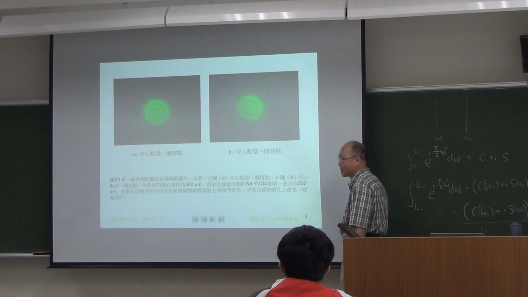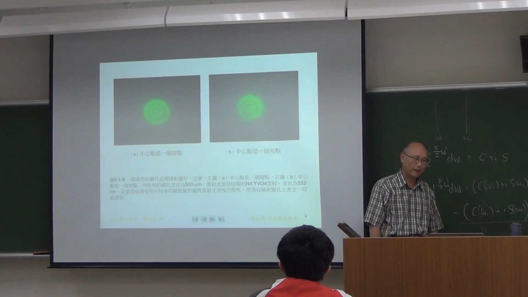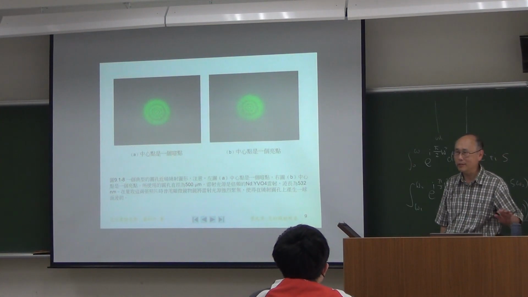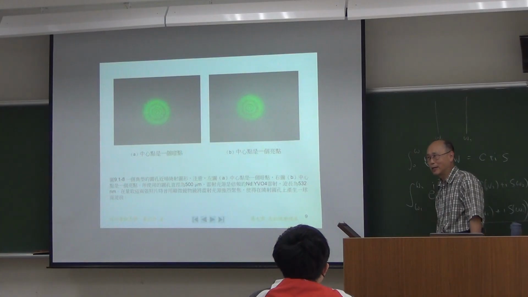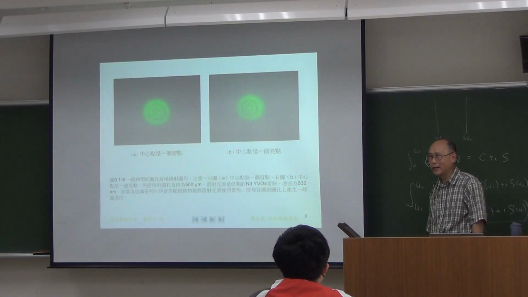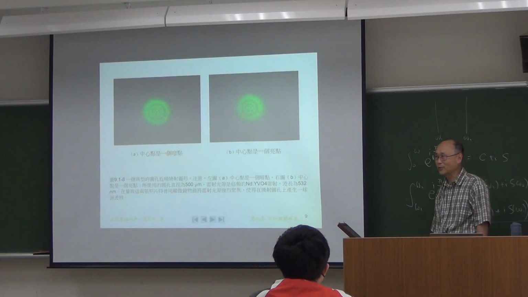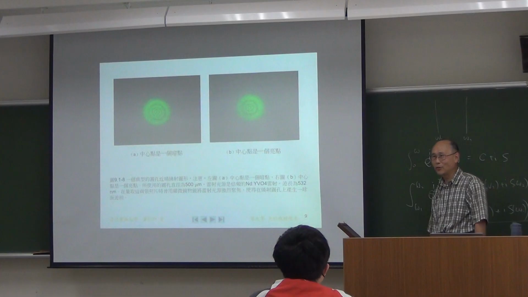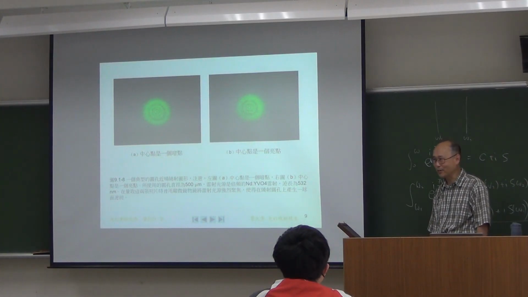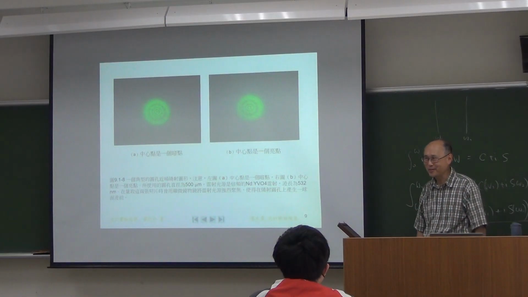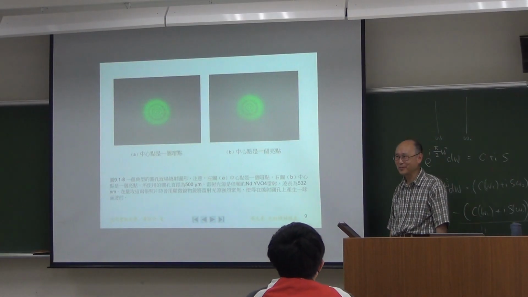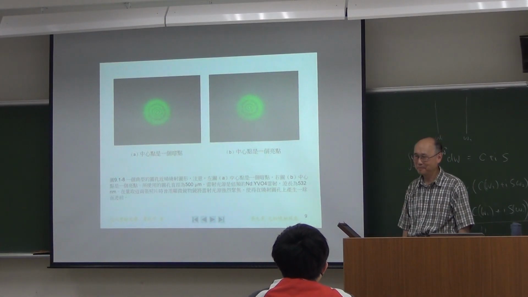All right, so this is all about the diffraction, Fraunhofer diffraction, Fresnel diffraction, and the key concept is the phase turn. Whenever you have constructive interference, you see a bright spot. Whenever you have destructive interference, you see a dark spot. So that is the bottom line for this diffraction theory. All right.